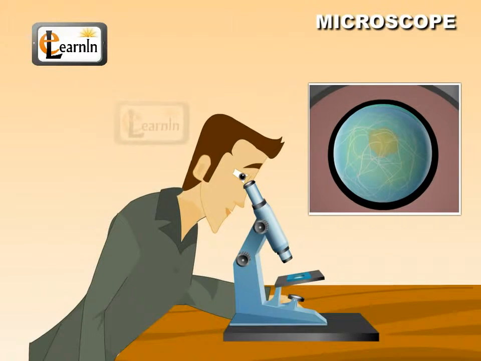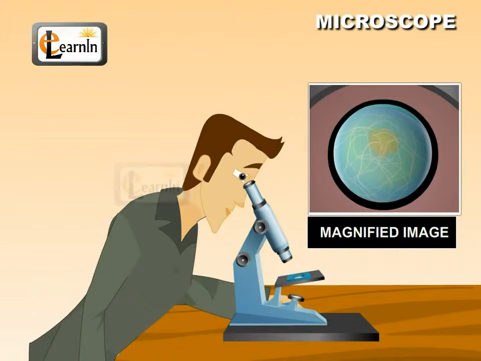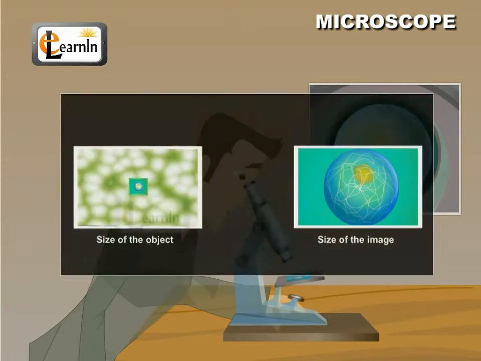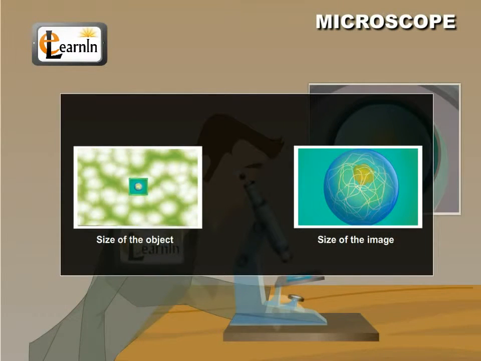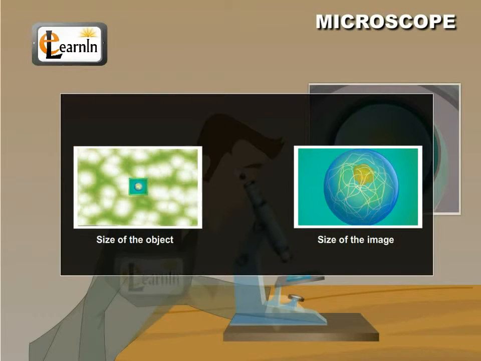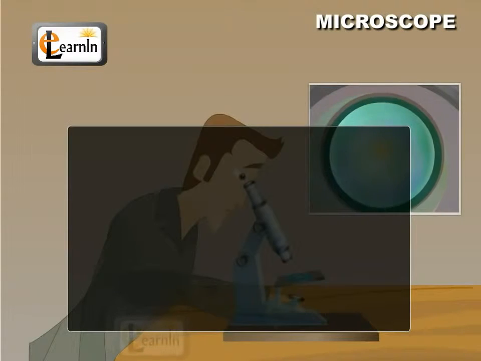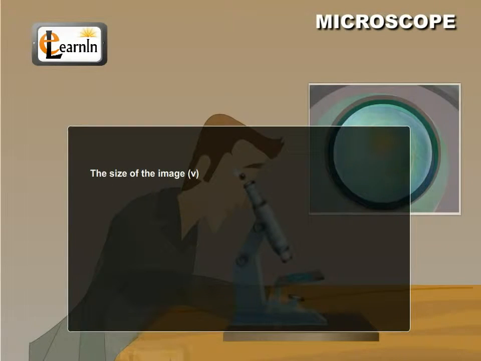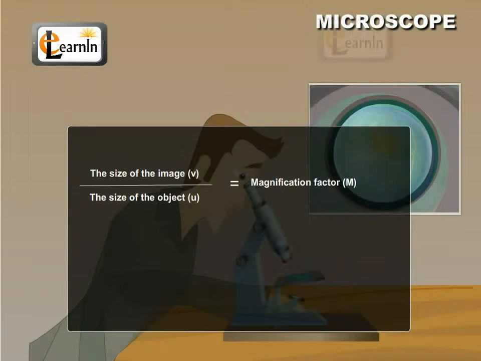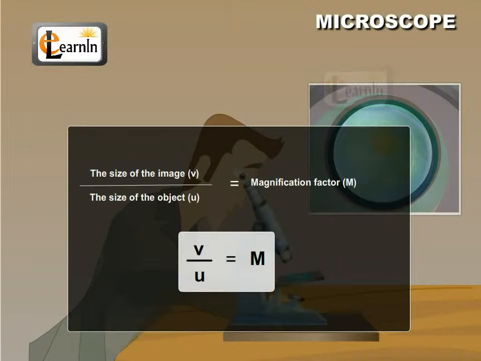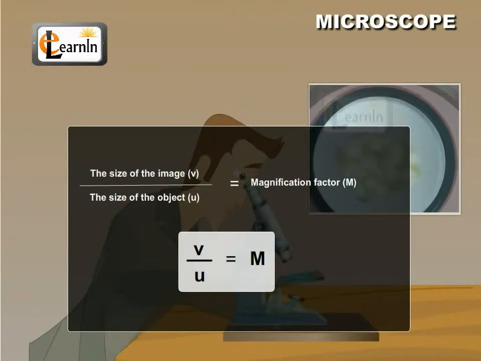When the size of the image is larger than the size of the object, the image is said to be magnified. In other words, the image is said to be magnified when the ratio of the size of the image is larger than the size of the object. The ratio of the size of the image represented as V to the size of the object represented as U is called magnification factor. That is, V divided by U is equal to M.